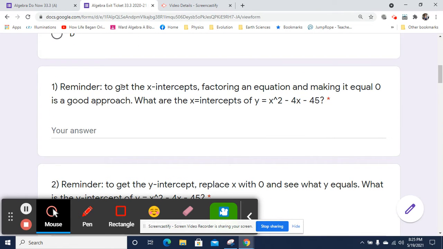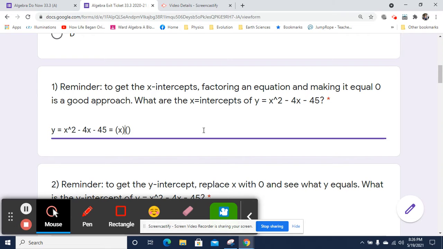Based on some questions that people asked at the end of the last class, I'm going to give you a reminder. To get the x-intercepts, factoring an equation and making it equal to 0 is a good approach. So what are the x-intercepts of x squared minus 4x minus 45? Now, of course, you could use the quadratic formula for this, but in this case, factoring is probably the easiest thing. So we're going to factor this.